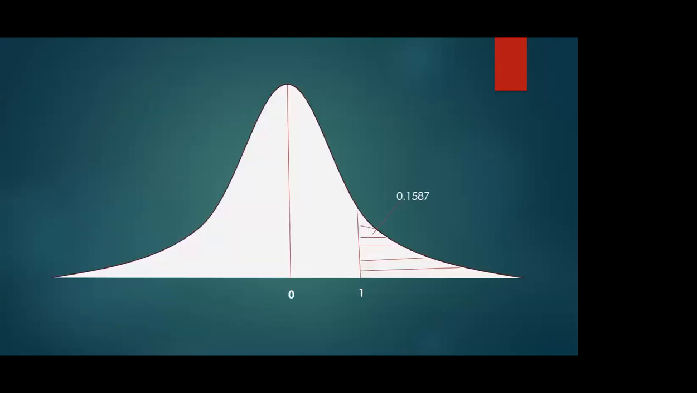0.1587. This can be represented on a graph where the center right here is going to be 0 in this case. Remember, the center is not always 0, but when we're normally doing normal distribution, the center is 0. Our Z value is 1, and the shaded region right here represents our probability of 0.1587.